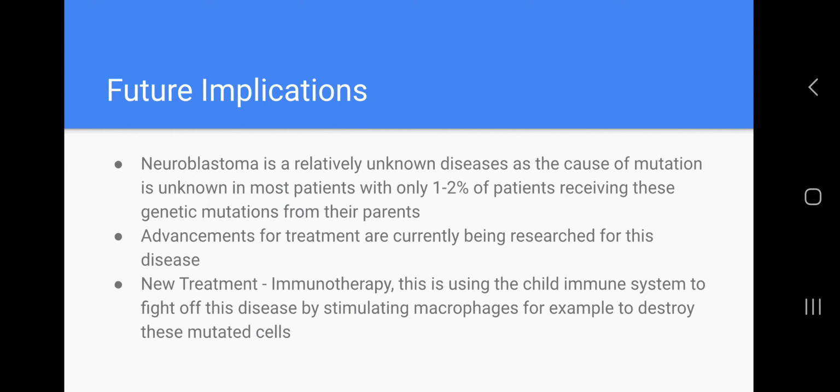One of the new treatments, anyway, that I found was immunotherapy, which is a newer treatment for more than just neuroblastoma, but it did apply to this. And it's specifically using the child's immune system because that's where neuroblastoma commonly is. And you're kind of amping up this immune system or stimulating it. The example that I found was macrophages to destroy and get rid of these mutated tumor cells.